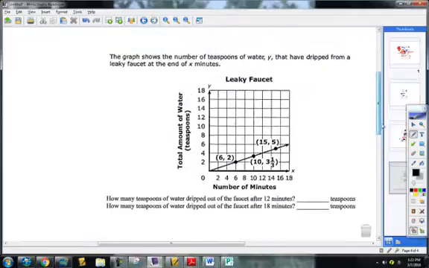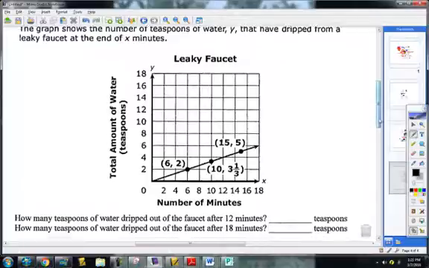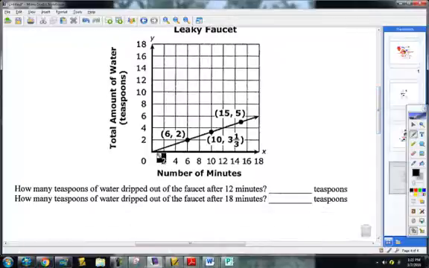Let's go on. We have a leaky faucet example here. It's showing the number of minutes that go by and the amount of teaspoons of water that were dropped. This is the teaspoons here, this is the number of minutes. As you can see, after 6 minutes, this faucet actually leaked out 2 teaspoons. That's how it works, just like here, they have it marked.